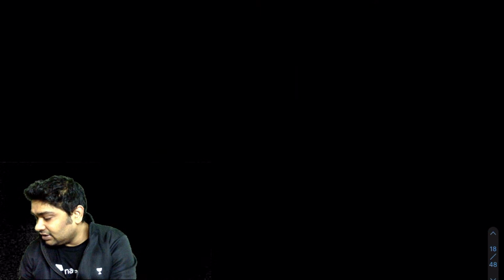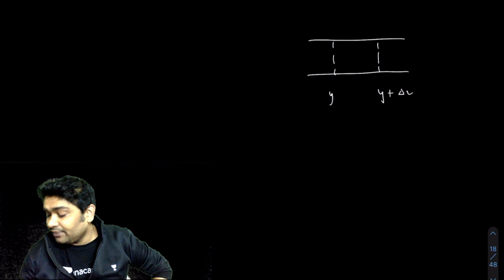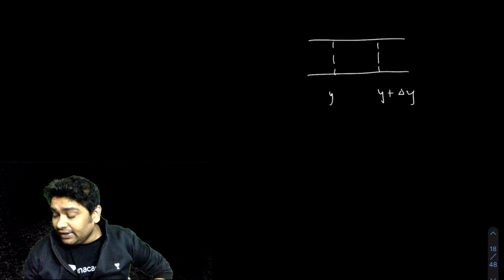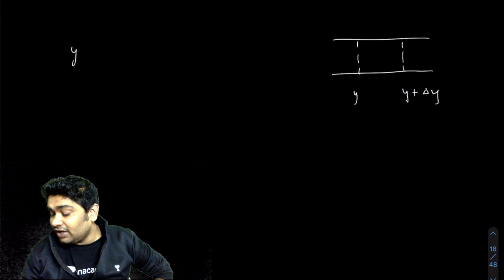So what we do for the derivation is consider a small section of the medium, from some y to y plus some delta y. If I consider this medium at any time, the displacement equation is y equals a sin(kx minus omega t).